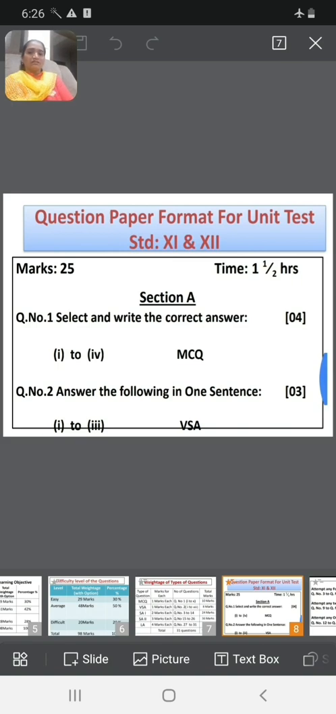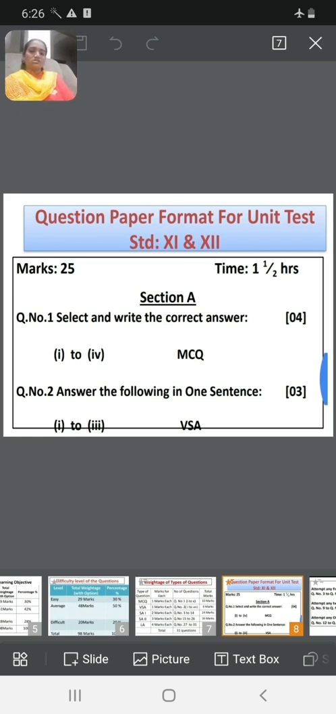Okay, then there are 4 multiple choice questions for the unit test, and for 4 marks means 1 mark each. Question 2, very short answer question. Answer the following in one sentence. Certain questions have the answer in one sentence, or certain answers in only one word. Okay, means very short answer question.